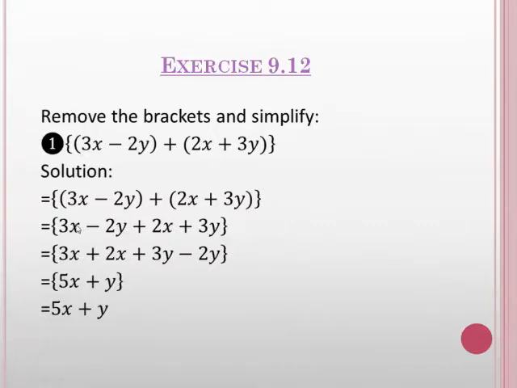Now students, we separate the like terms, and we first solve them, then we remove these curly brackets. 3x plus 2x, plus 3y minus 2y. Now the answer is 3 plus 2 is 5x, and plus 3y minus 2y is plus y. Now both are unlike terms and they do not combine with each other, so we remove this curly bracket and this is the final answer, which is 5x plus y.